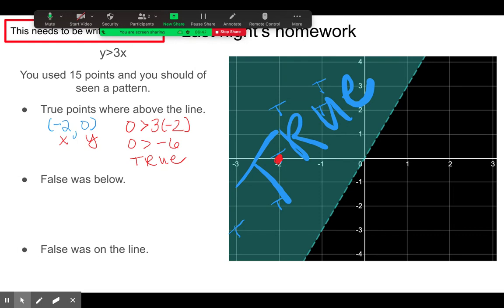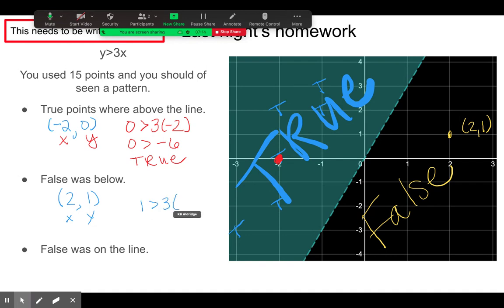Also, on last night's homework, you should have realized that everything below the line was false. For example, we can look at the point 2, comma 1, where x is 2, y is 1. Plug it into your inequality. 1 is greater than 3 times 2. 1 is greater than 6, and this, of course, is false.